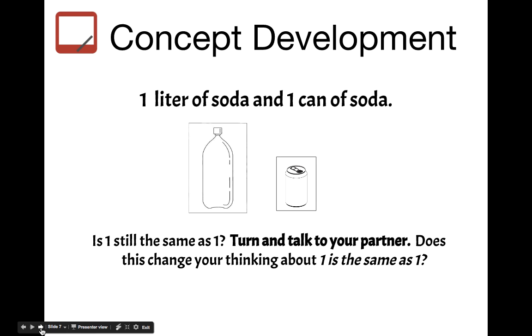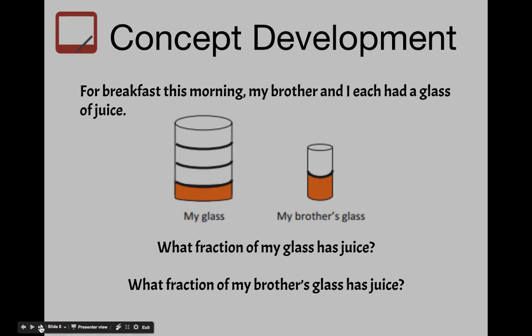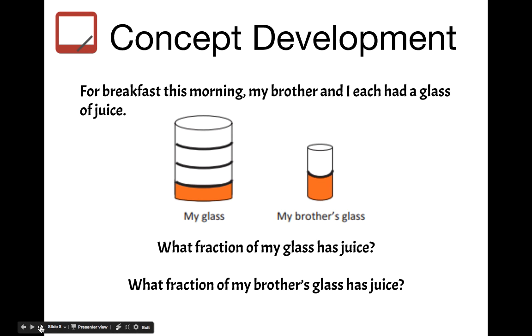For breakfast this morning, my brother and I each had a glass of juice. What fraction of my glass has juice in it? Well, my fraction is going to be 1/4. What is the fraction for my brother's glass? Well, that one's pretty easy. It's going to be 1/2. When the wholes are the same, 1/2 is greater than 1/4. Does this picture prove that?